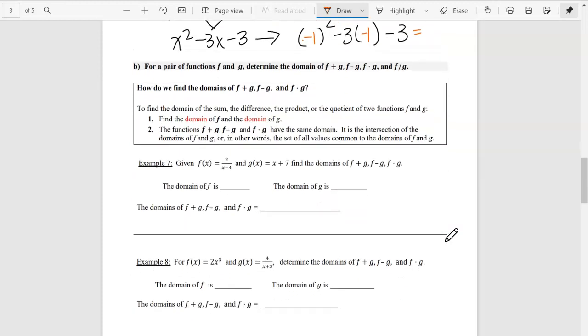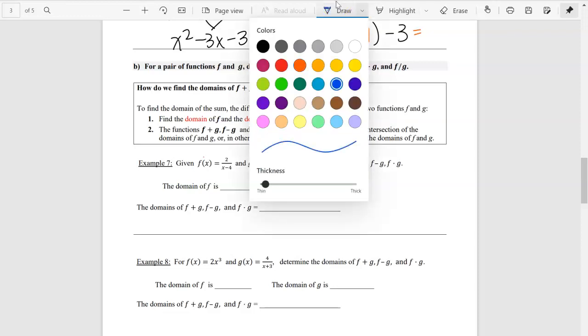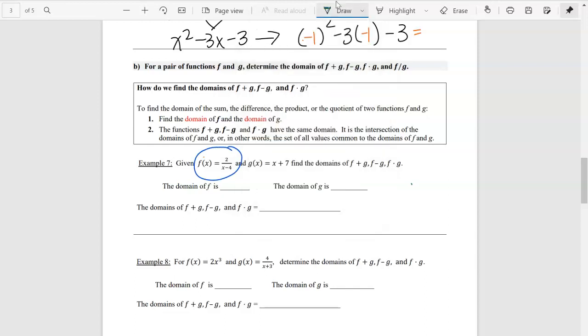So for a pair of functions f and g, determine the domain when you add, subtract, multiply, and divide them. Okay, so we talked about already that we really only have a problem right now if we have a division. So if we have anything on the bottom of the fraction, it can't be equal to 0. So if this is our function, we've been using blue for f of x, and we've been using green for g of x.